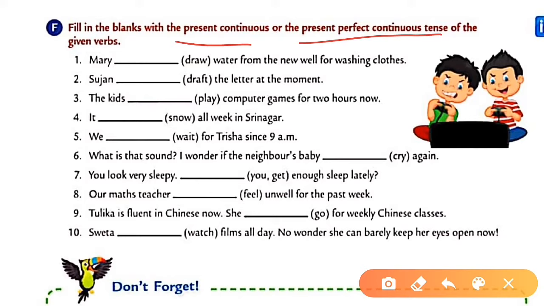A part. Mary is drawing water from the new well for washing clothes. Mary is drawing, present continuous tense. We have to use present perfect or present continuous according to the sentence. Sujan is drafting the letter at the moment. At the moment, so it is now. So Sujan is drafting.